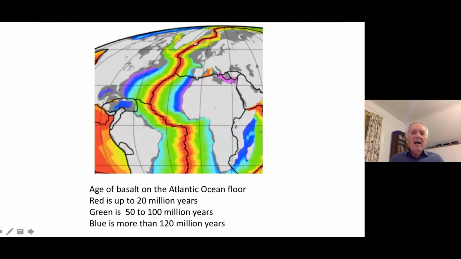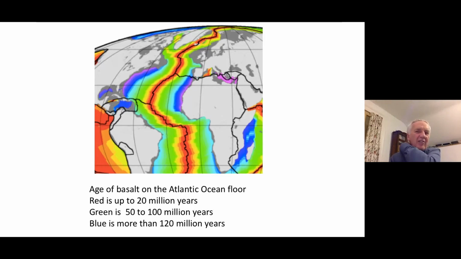And here is a picture showing the Atlantic Ocean with the age of the basalt in the ocean floor. The red is the youngest, and that's down the middle where the crack is still opening up. And then symmetrically on either side, we've got older crust in green, that's between 50 and 100 million years old, and blue is more than 120 million years out near the edges when the crack first started opening up.